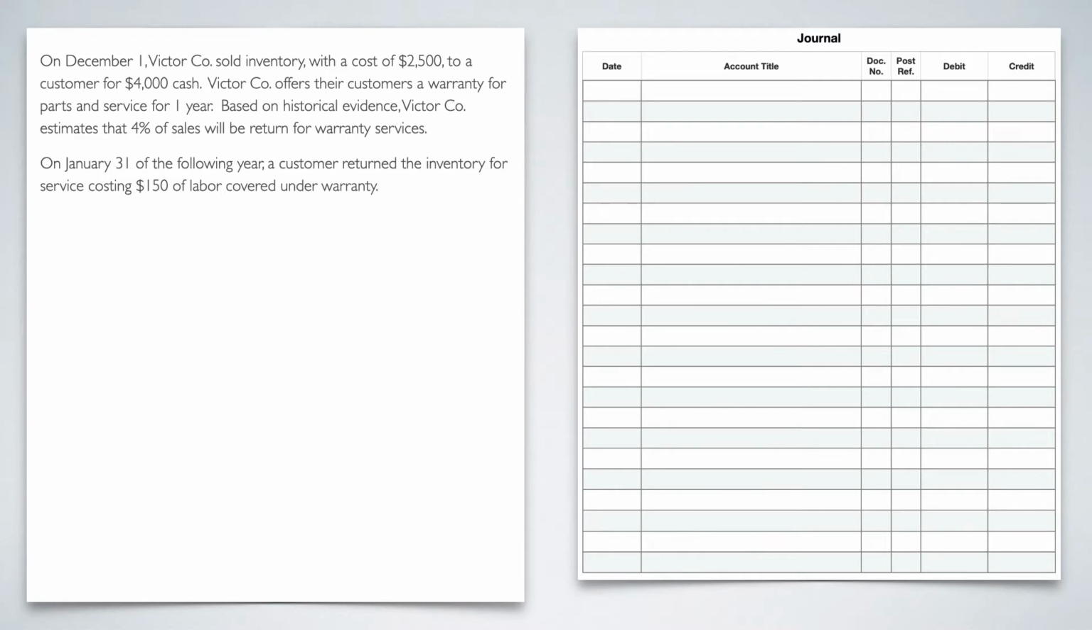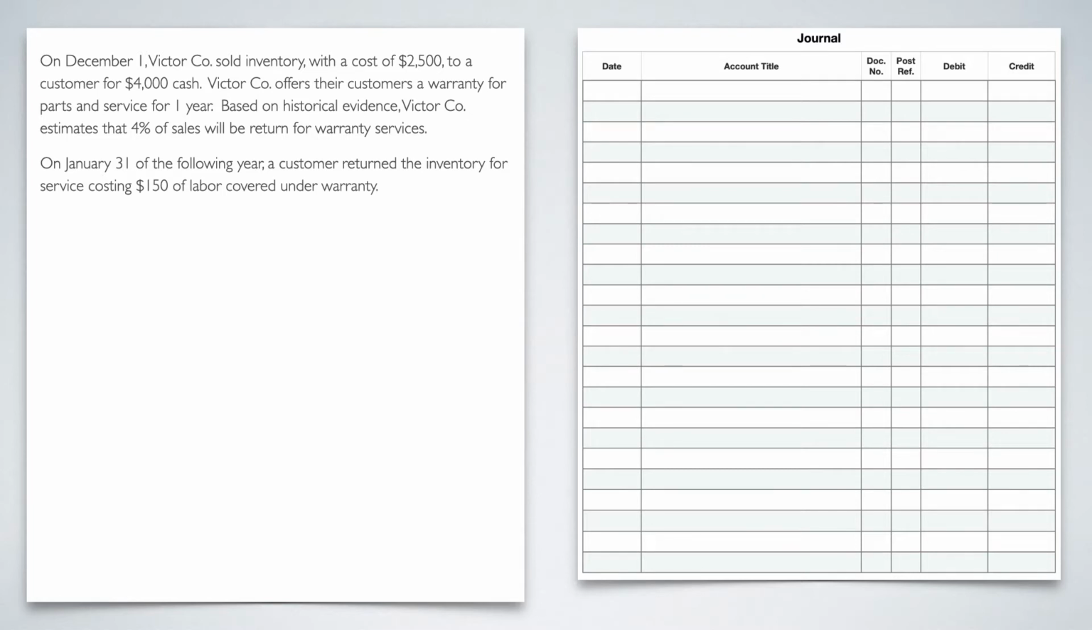Victor Company offers a customer warranty for parts and services for 1 year. Based on historical evidence, Victor Company estimates that 4% of the sales will return for warranties services. And then on January 31st of the following year, a customer returned the inventory for a service cost of $150 of labor covered under the warranty.